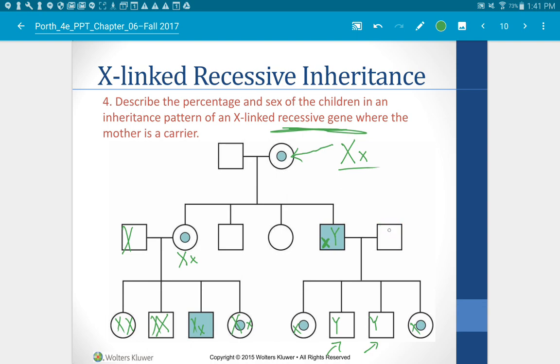Oh, so let's make her a carrier. So let's change the gender and now change the genotype here. So let's put it on like that. Is that what you're saying? Kind of like that? Yes. Okay. So now we're getting serious.